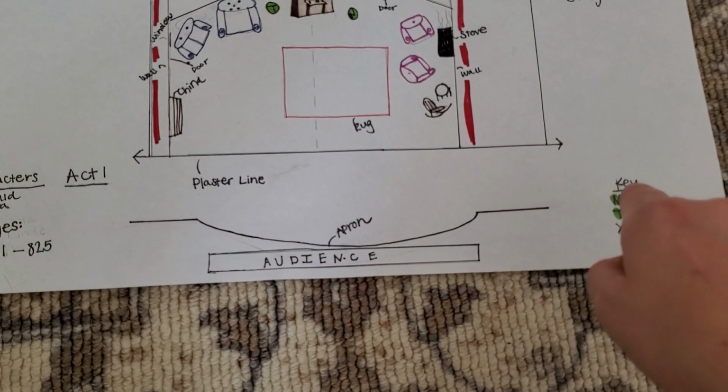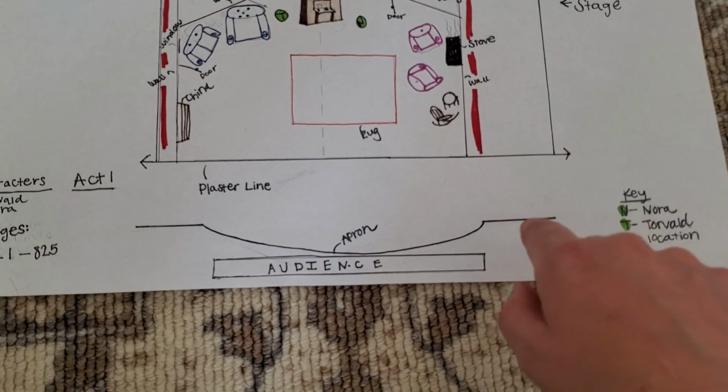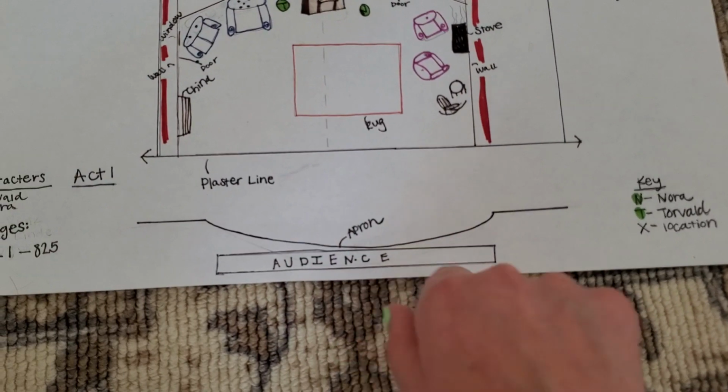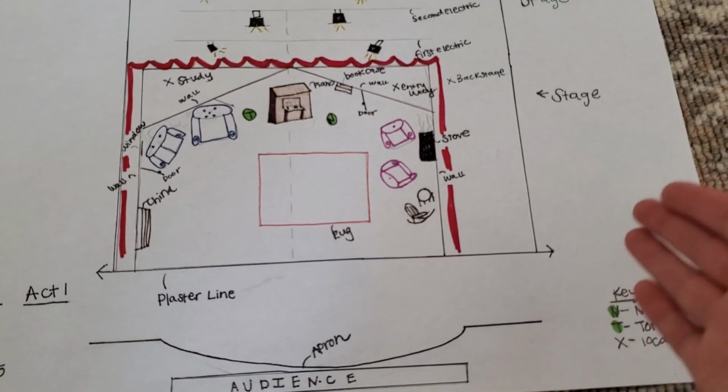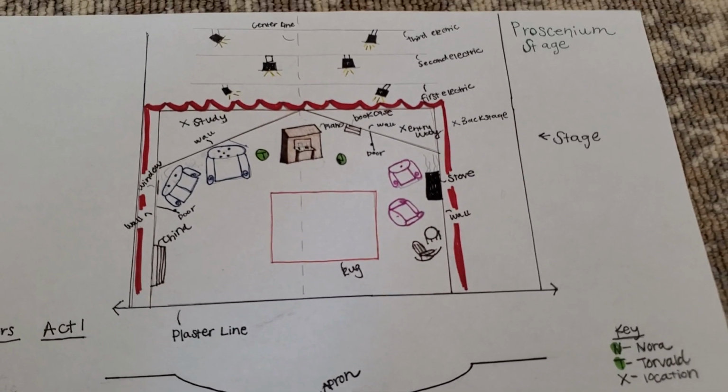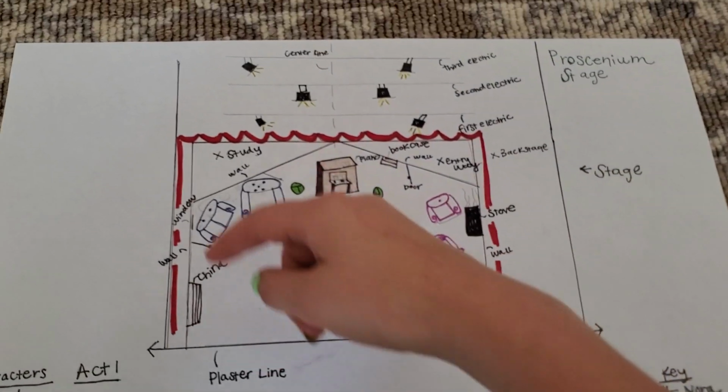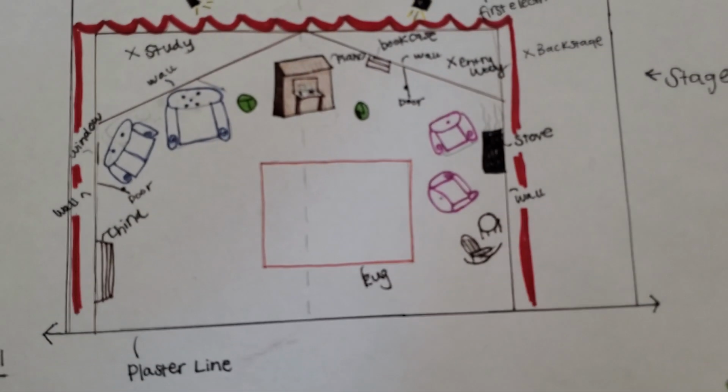The apron is what sits in front of the stage. And then this is the audience. So the audience, it kind of seems like the exact same size as the stage. I'm a little off scale, but I wanted it to seem like that. And here is my curtain. And then I'll go a little closer.